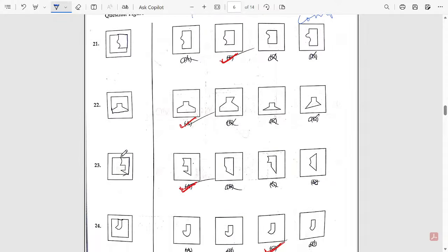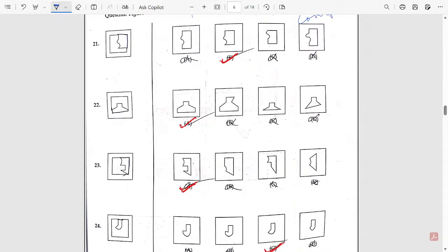Now 23rd. If you join here, the answer will come as option A. And for 24, if you join here, this will be the missing part, that is answer option C. So what will be part 6? Part 6 will be geometrical figure completion.